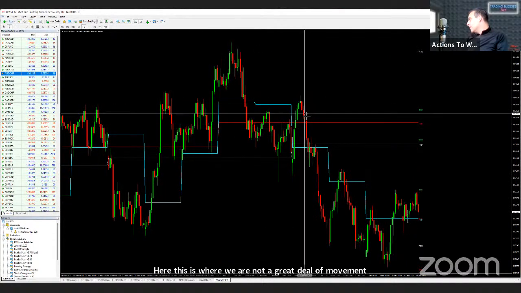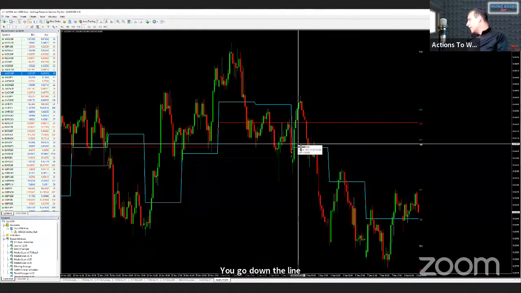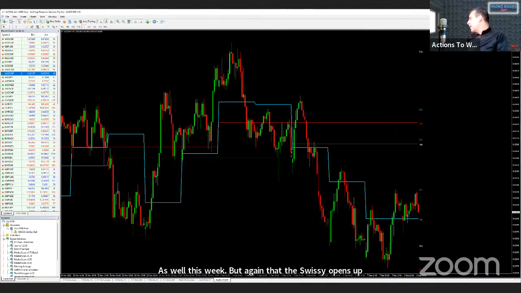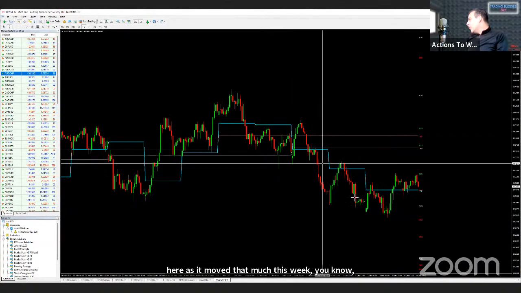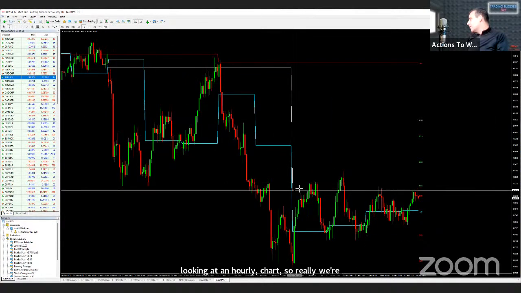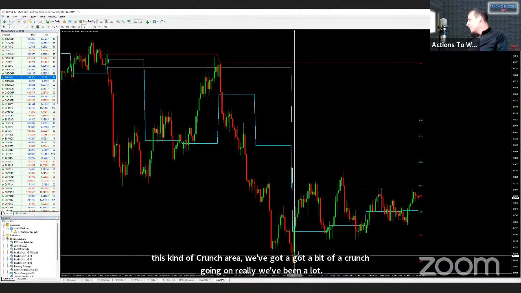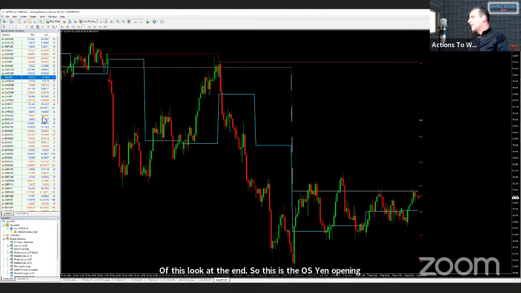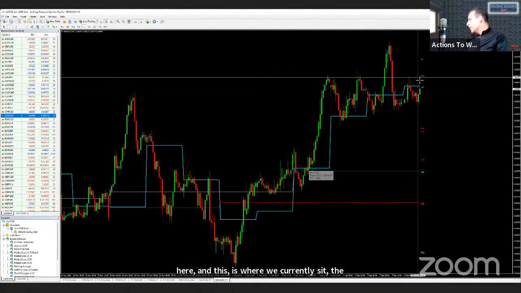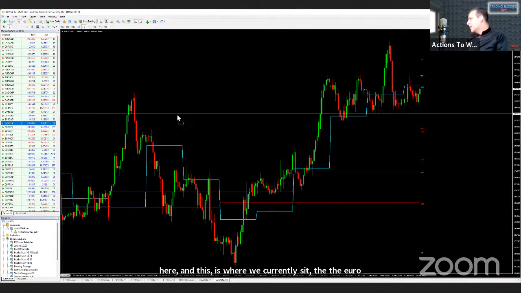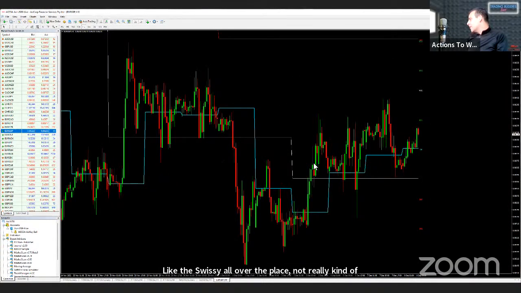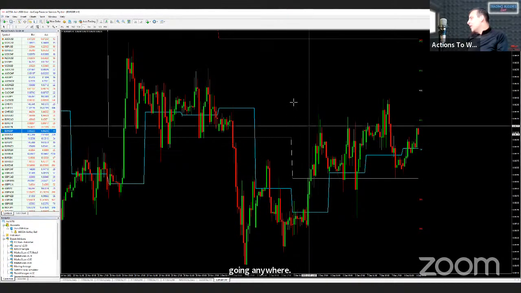You go down the line. Actually, the Swissie's done all right as well this week, but again, the Swissie opens up here. Has it moved that much this week? We're looking at an hourly chart, so really we're in this kind of crunch area. We've got a bit of a crunch going on with a lot of this. Look at the yen. This is the Aussie yen opening here, and this is where we currently sit. The euro's done pretty well as well, and it's done pretty well against the Aussie, but you look at it against some things like the Swissie, all over the place, not really going anywhere. You look at it against the pound, really all over the place, not really going anywhere.